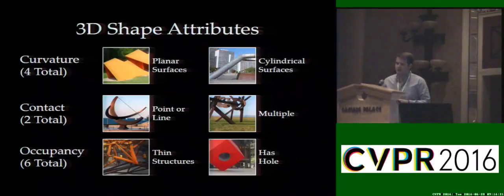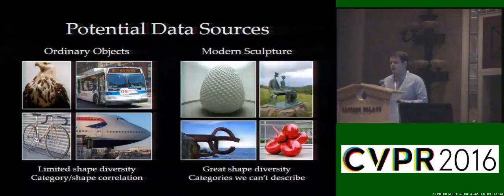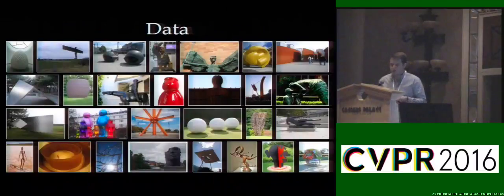But we also need some data. One option would be to use ordinary Pascal VOC objects. But the problem with these ordinary objects is that there's very limited shape diversity, and even more importantly, there's a very strong correlation between the category and the underlying 3D shape. So instead, we turn to modern sculpture, where there's a great amount of shape diversity and there really aren't any categories, because these things tend to defy categorization. In particular, we have a large data set of sculpture which has been captured off the internet, and each of these images of sculpture is labeled with our 12 3D shape attributes.